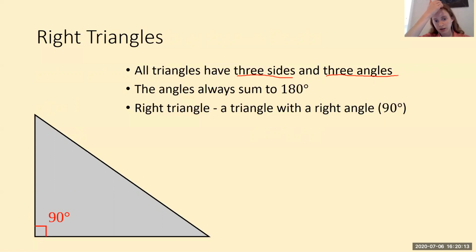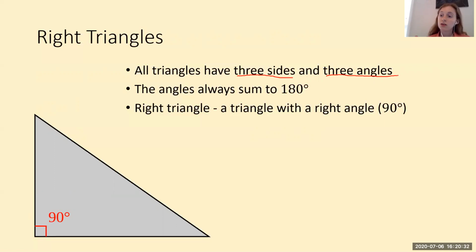So for all triangles, the angles always sum to 180 degrees. So it doesn't matter what triangle you're looking at. You could be looking at a triangle in your bedroom. You could be looking at a triangle on Jupiter. Doesn't matter. The angles always sum to 180 degrees.